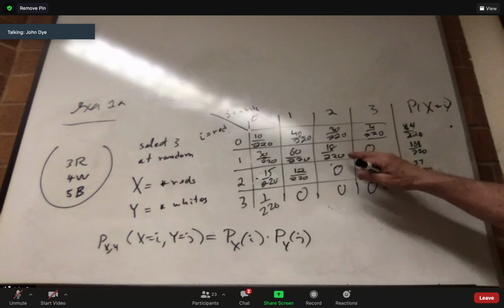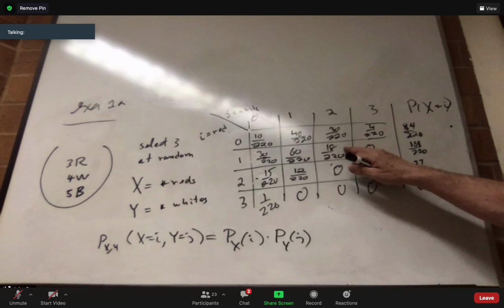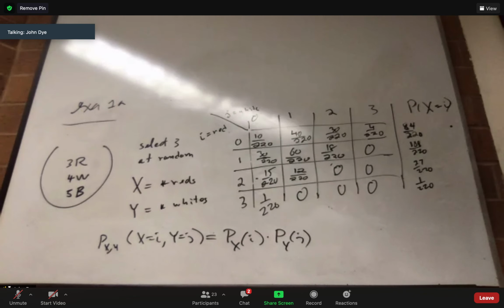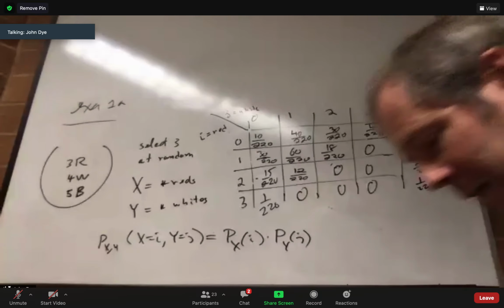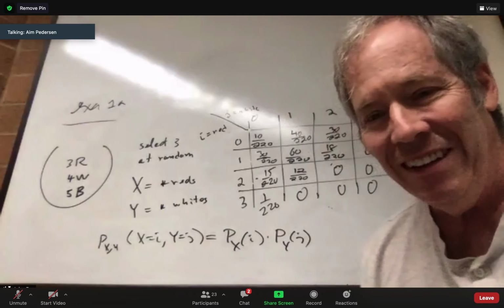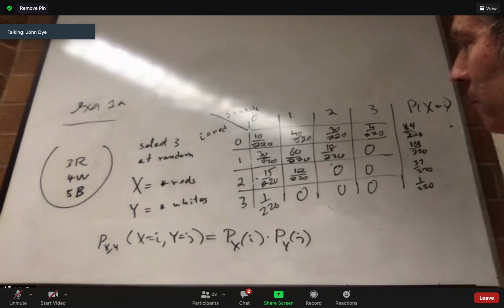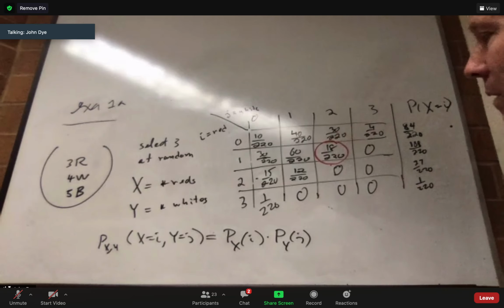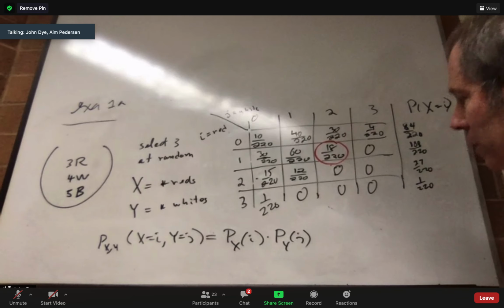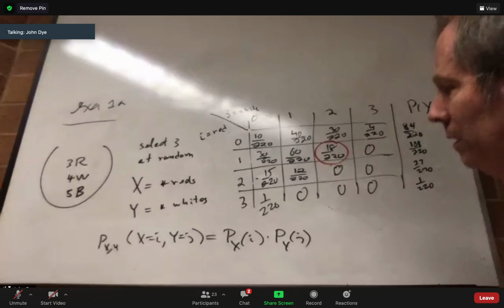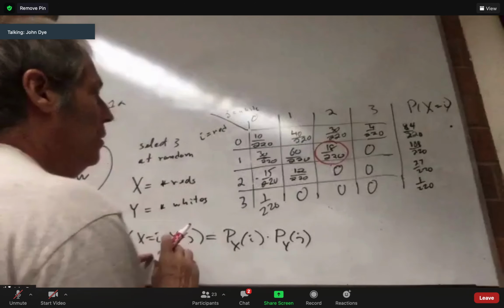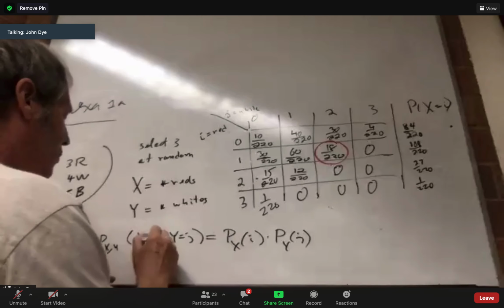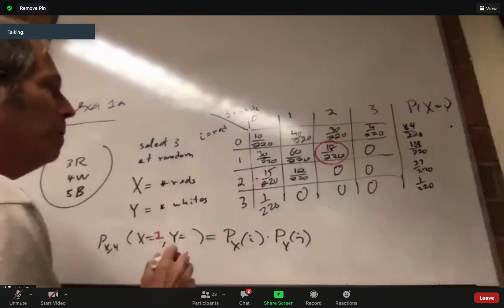Which one should we pick on? I don't know, just try one. I could get very unlucky right now, but it has to happen for all of them. So let's pick, I don't know, this one right here, and we can test it. So i is 1, and j is 2.